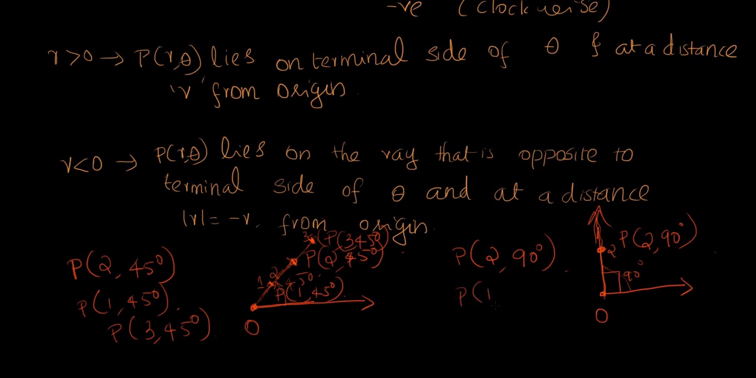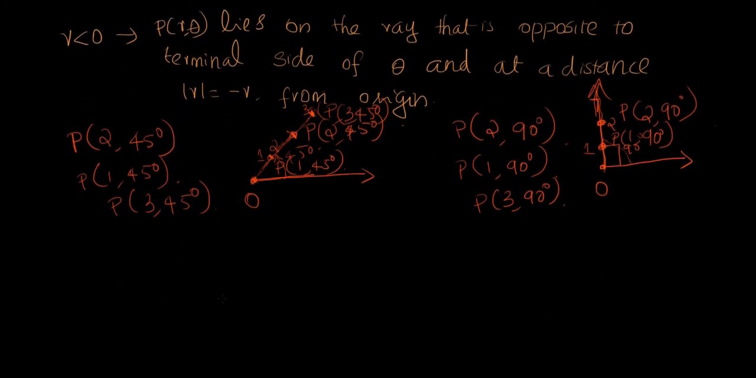On the same ray, we can denote P(1, 90 degrees), for the 90-degree ray with distance 1. This is the point P(1, 90 degrees). This is the point P(3, 90 degrees). Now, what will happen when the distance is negative?